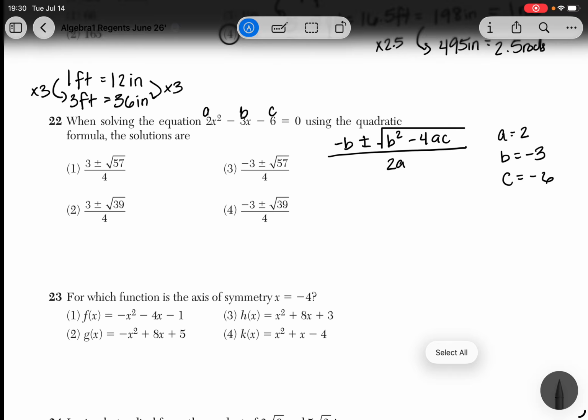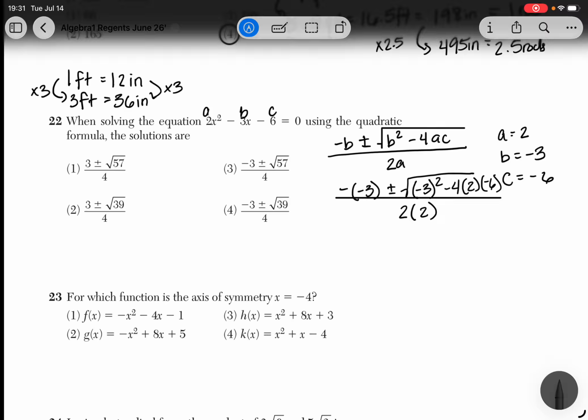So we have negative b, or the opposite of b, so we can write that as negative 3 plus or minus the square root of negative 3 squared minus 4 times 2 times negative 6. And we're going to put all of that over 2a, so 2 times 2. Negative 3 times a negative is positive 3 plus or minus the square root. Negative 3 squared is 9 minus 4 times 2 is negative 8 times 6 is positive 48. And put that over 4, because 2 times 2 is 4.